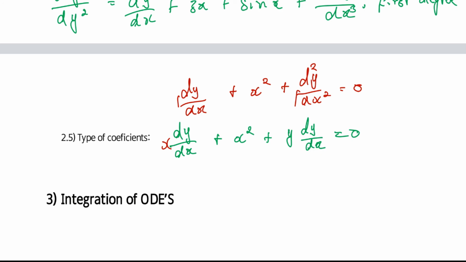Actually, you are checking the coefficients of those derivatives. If you find that the coefficients of those derivatives are constants, you say it's a constant coefficient. If they are variables, then you say it's a variable coefficient.